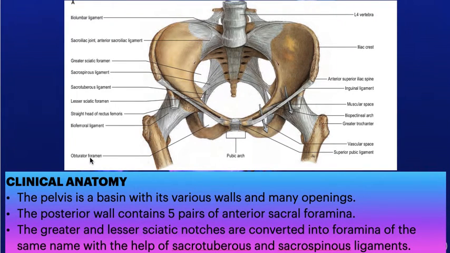Now, clinical anatomy: the pelvis is a basin with its various walls and many openings. The posterior wall contains 5 pairs of anterior sacral foramina. The greater and the lesser sciatic notches are converted into foramina of the same name with the help of the sacrotuberous and the sacrospinous ligaments.